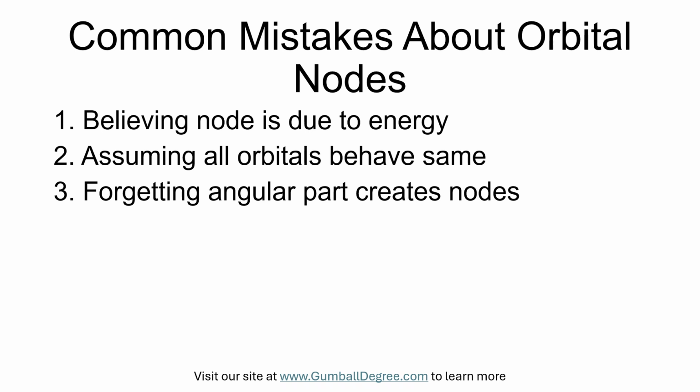Another misconception is assuming all orbitals behave the same way at the nucleus. For example, s orbitals do not have an angular node at the nucleus because their angular part is constant and non-zero. So keep in mind which part of the wave function creates the node. A short tip is to picture p orbitals as two lobes with opposite signs meeting at the center. That visual helps you remember why the value there is 0.